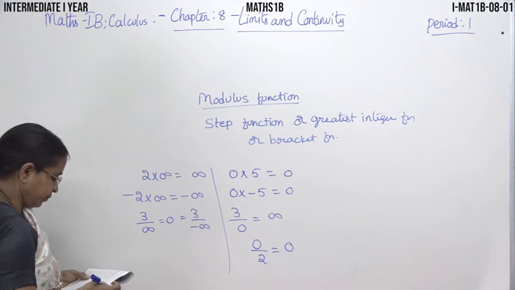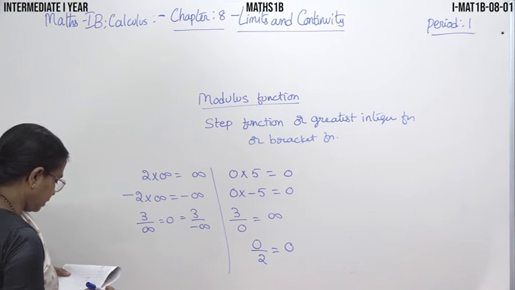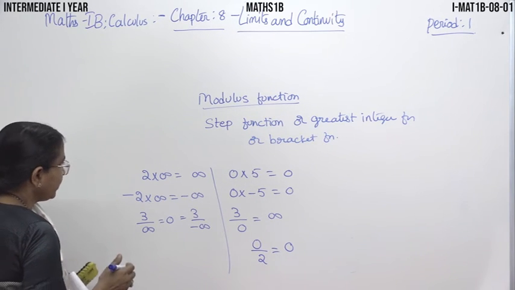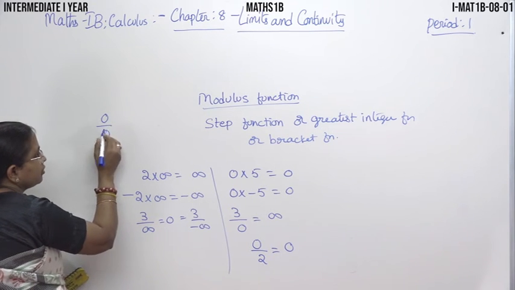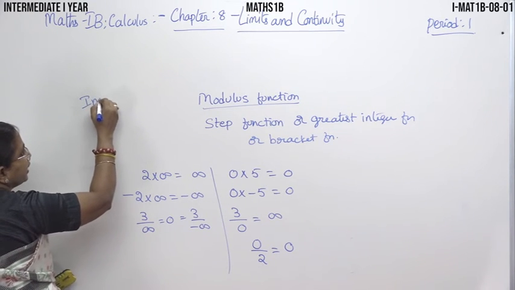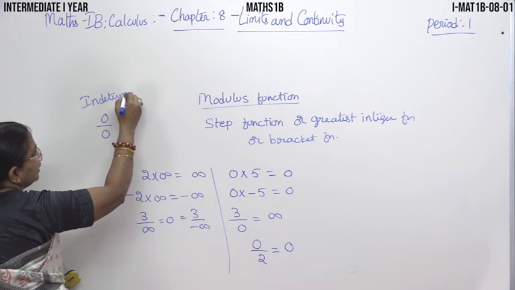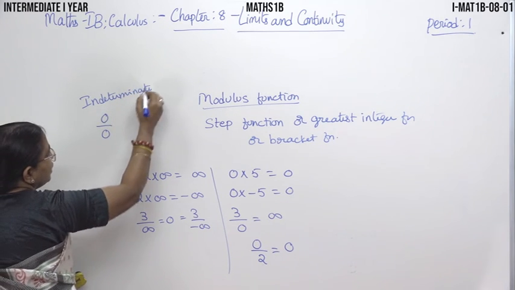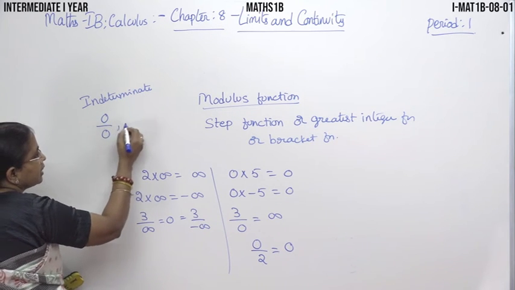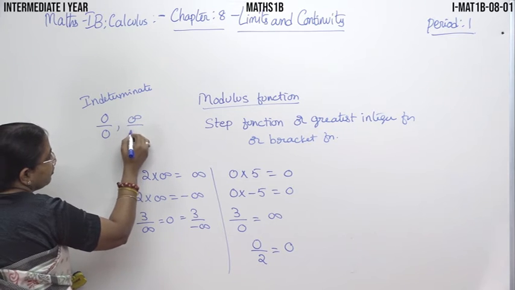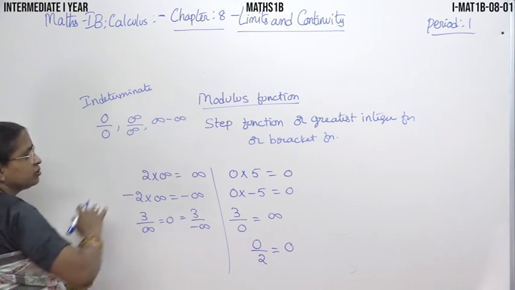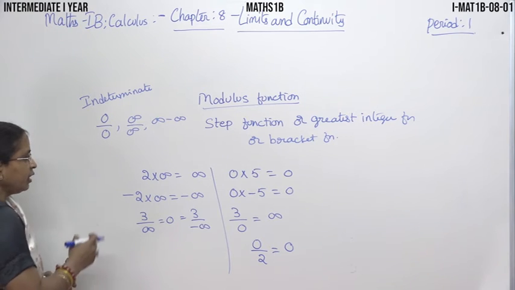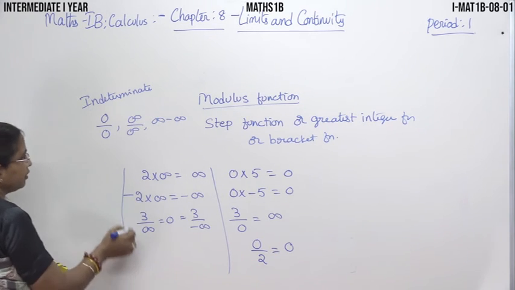Next, suppose you have 0 by 0. 0 by 0 is indeterminate. There are some indeterminate forms: 0 by 0, infinity by infinity, infinity minus infinity. These values cannot be determined. One logical explanation I can give is like this.